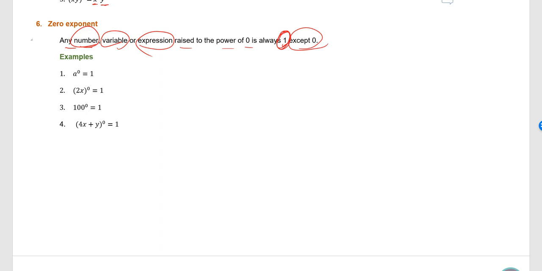Except 0. So 0 to the 0 is an illegal operation. Okay, it is an irrelevant operation. Anything else to the power of 0, 3 to the power of 0 is 1. 6 to the power of 0 is 1. Pi to the power of 0 is 1, etc., etc.